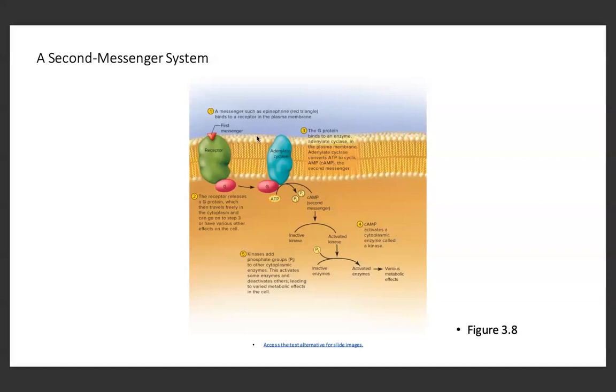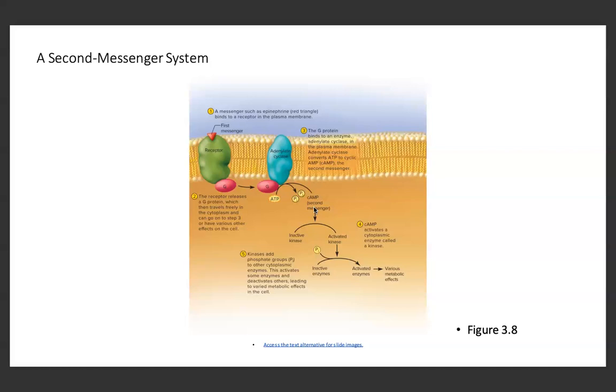So the first messenger never entered the cell. The second messenger, cyclic AMP, was made within the cell in response to the first messenger. Cyclic AMP is responsible for activating a class of enzymes known as kinases. And kinases are generally responsible for moving phosphate groups to make ATP or to break down ATP.